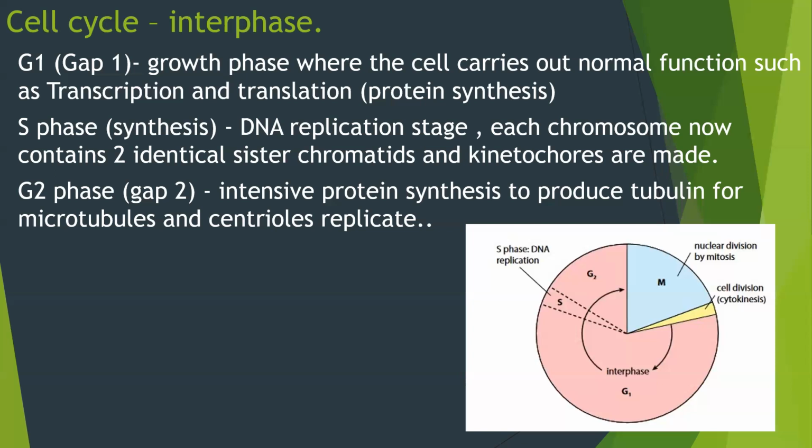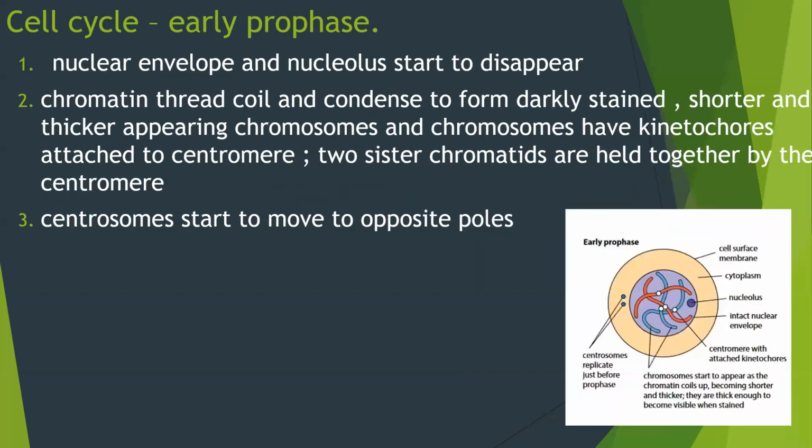and then kinetochores are also made. And in G2, this is where the cell will continue to prepare for mitosis, and the most important part about mitosis is producing the microtubules for the centromeres to separate and drag the chromatids towards the opposite end. So it will have intensive protein synthesis at gap 2, and it'll produce tubulin, and tubulin is what's used to make microtubules. And this is also the stage where centrioles will replicate because you need to have a centriole at each pole.